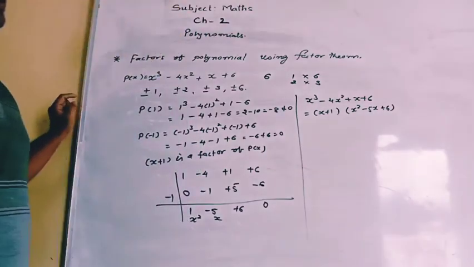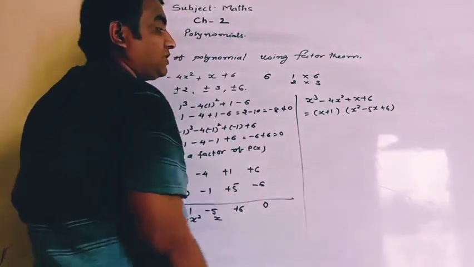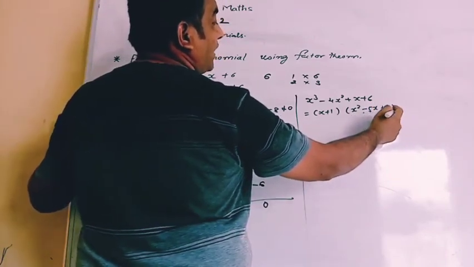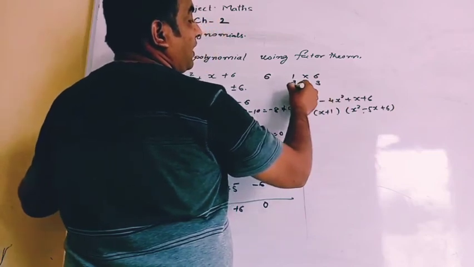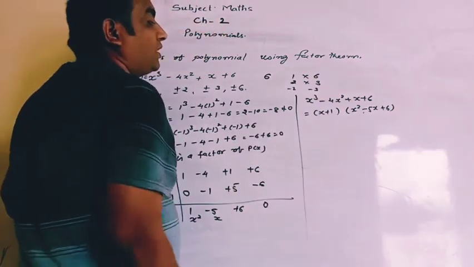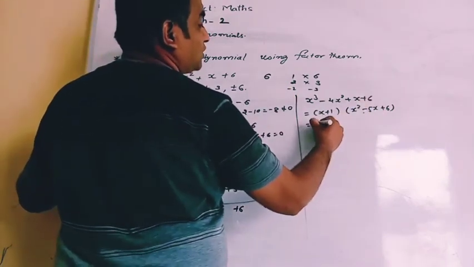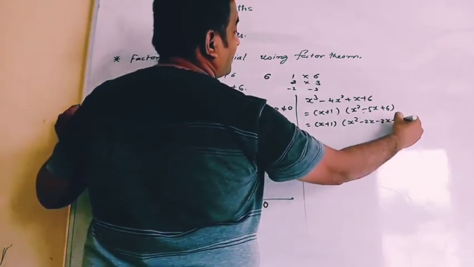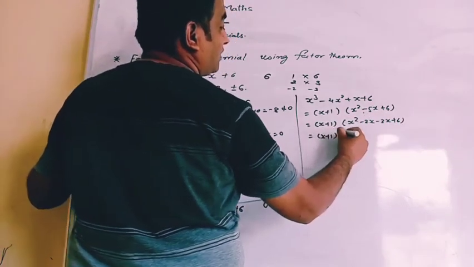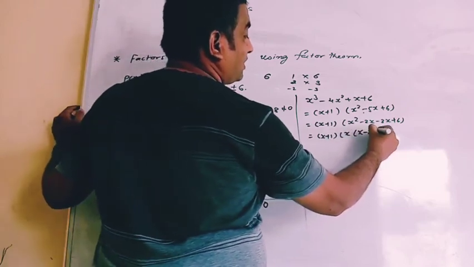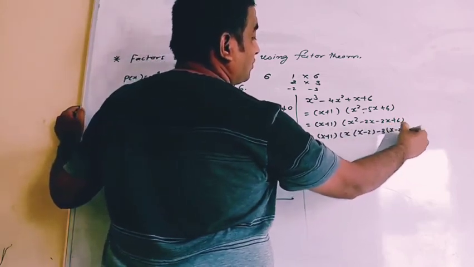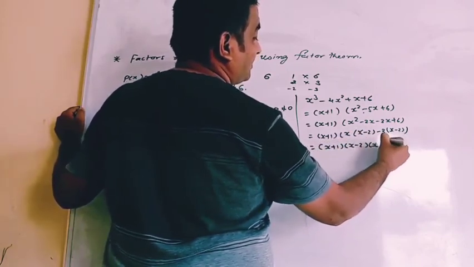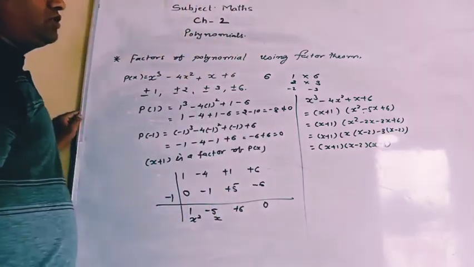Now x square minus 5x plus 6 is a quadratic polynomial, so we apply the splitting method. Then plus 6 and minus 5, so the factors 2 and 3. We take minus 2 and minus 3, then it becomes minus 5 and when multiplied it will be 6. So x plus 1, x square minus 2x minus 3x plus 6. So x plus 1, x common, x minus 2, minus 3 common, x minus 2, and so it will be x plus 1, x minus 2, x minus 3 are the factors of the given polynomial.